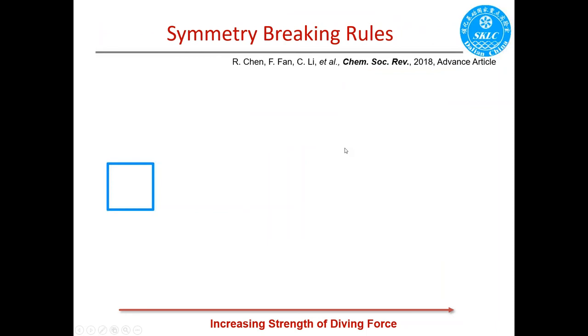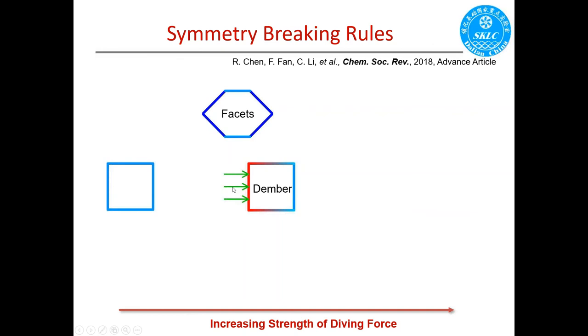Here I give you another summary of how we can utilize the symmetry breaking rules. We start from symmetric crystals. If you have an isotropic structure, something like this, with equivalent facets, it can slightly increase the strength of the driving force. If you have an asymmetric light radiation on the system, it will further increase the strength of the driving force. In the last part, I showed that if you can manipulate the defects on the surface, it further breaks the symmetry, and the strength of the driving force is increased according to this order.